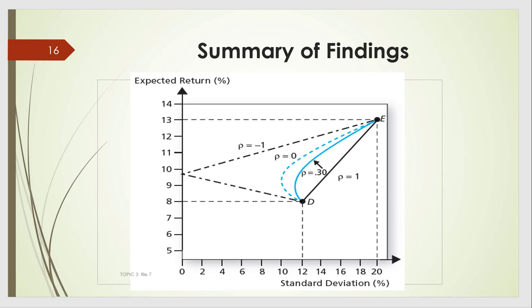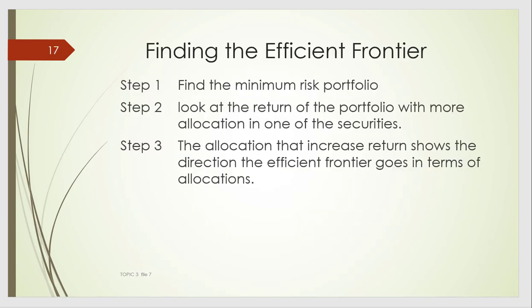So what we want to do is go into a little more information about this. First thing we're going to do is find a minimum risk portfolio. Second, we look at the return of the portfolio with more allocation in one of the two securities. So I looked at an increase in A versus a decrease in A. The allocation that increases return shows the direction the efficient frontier goes in terms of allocation. In the previous example, we went from 60% in A to 0 in A. That's the efficient frontier. So let's look at a tabular form.